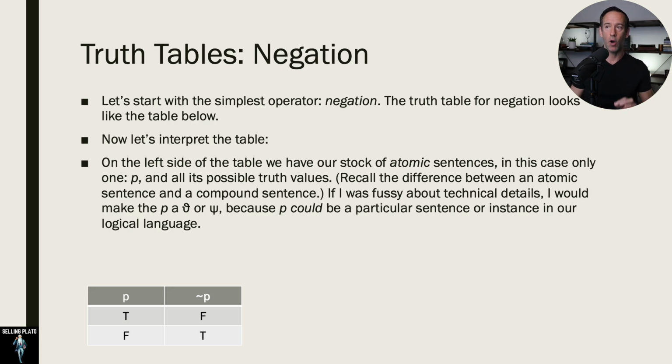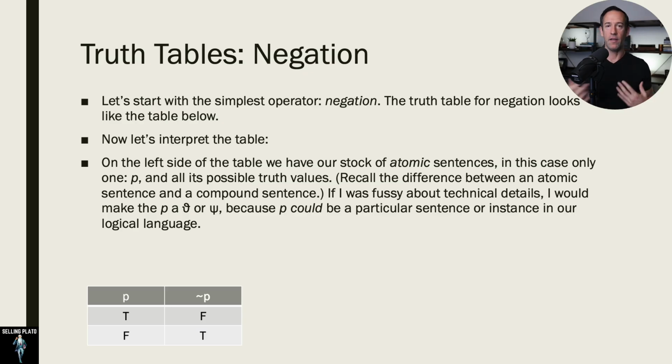And then we have all of its possible truth values under that first column on the left. So again, recall the difference between an atomic sentence and a compound sentence. We went over that, so make sure that you have that down. If I was fussy about technical details for the more advanced logicians, I would make that P a Greek symbol because P could actually be a particular sentence or instance in our logical language. You remember last time we let P represent different kinds of sentences. And we can do that again.